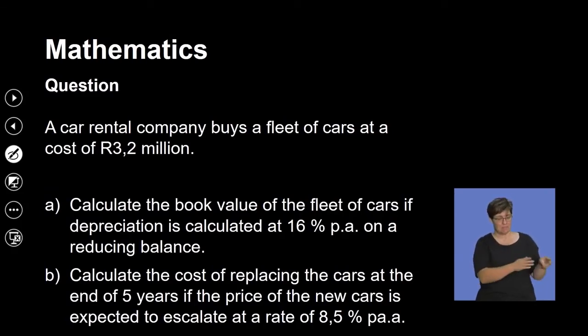And also, one last question that you will need to also please look at is, if they say a car rental company buys a fleet of cars at a cost of 3.2 million, you need to calculate the book value. Remember, book value will be the depreciated value. If the interest is 16% per annum on a reducing balance, you will always be told. I will keep on emphasizing. Then lastly, calculate the cost of replacing the cars at the end of 5 years.